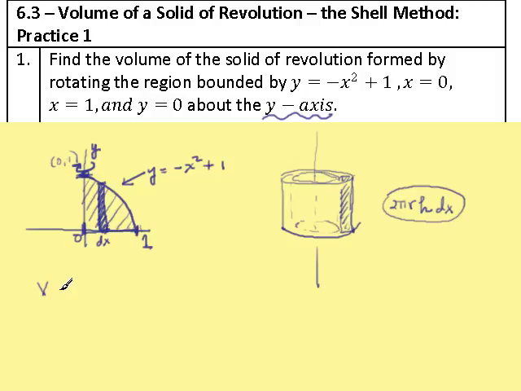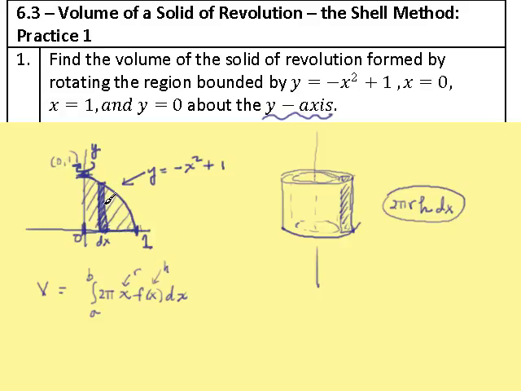We have the volume is equal to the integral, and this is going to be the general formula, from a to b of 2 pi. Now instead of the radius we have x. I'll explain that in a minute. Instead of the height we have f of x dx. So this is our 2 pi, this is the r, and this is the h.